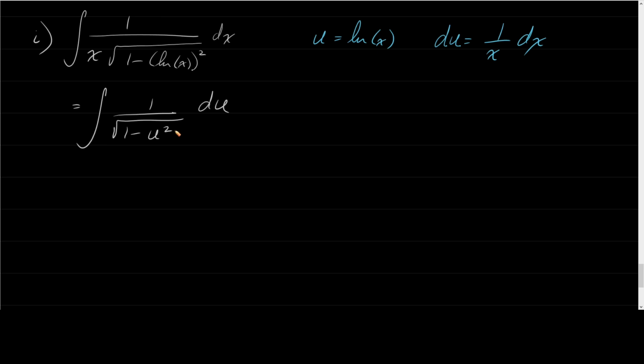And very quickly, you can see what it should be. It is in the format of arcsine again. So what we get here is sine inverse of u over 1, because our a is 1, plus c, which gives me the final answer of sine inverse of ln of x plus c. And again, sine inverse, arcsine, same exact thing. I'm not really going to be picky about which one you write.